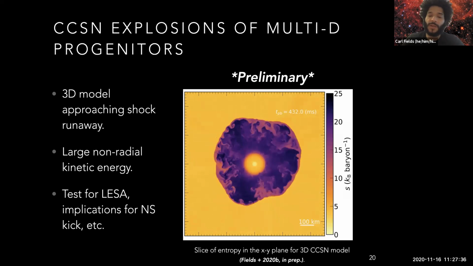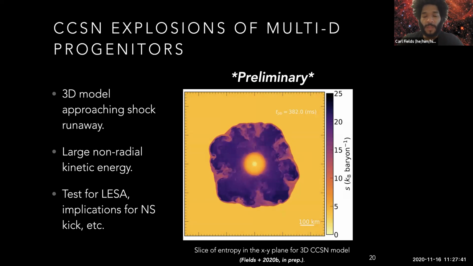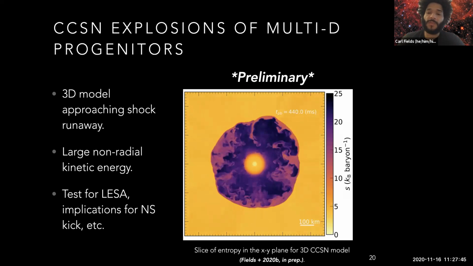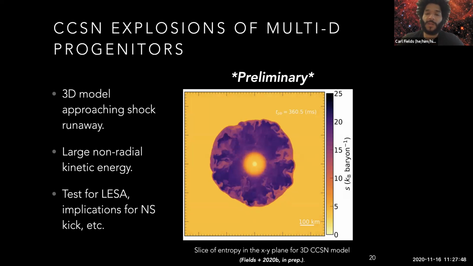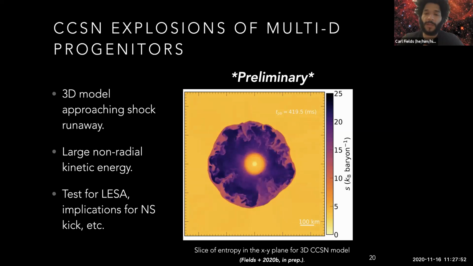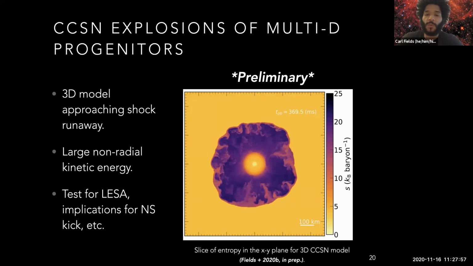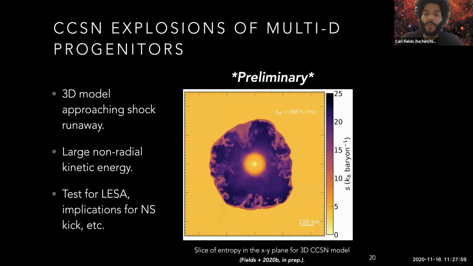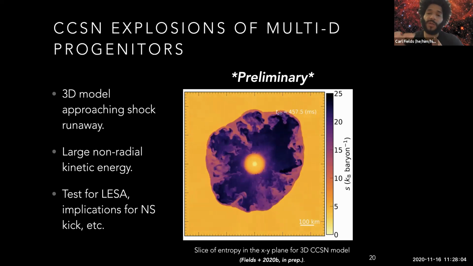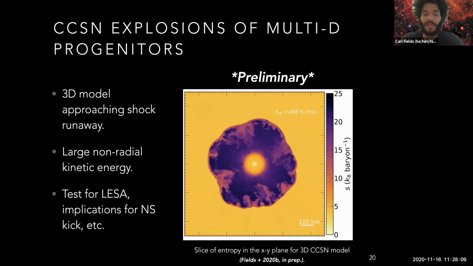And so here I'm showing in the XY axis that 3D model, for some 100 milliseconds post bounce or so, showing the entropy again. And we can see that the shock is starting to overall expand. And it does look like it's about to achieve explosion and shock runaway. But this is something we're following right now, and we're interested in the impact on the gravitational wave signal, but also the neutrino emission signal. So we're actively analyzing these data right now.